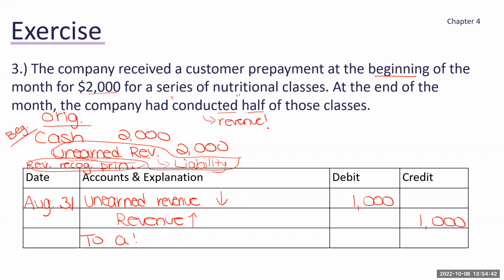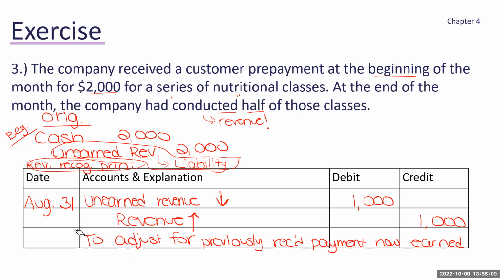So to adjust for previously received payments, now earned. So that's your adjusting entry for unearned revenue. It's always going to be these accounts. You always want to increase the revenue account, decrease the liability.